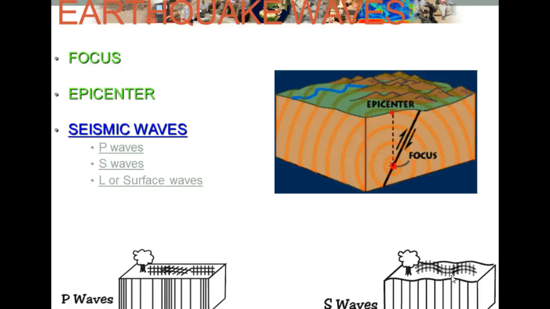And then the last type of waves is the L wave or surface wave. Get that in your notes. These actually create the most damage of all three because they move in circles on the surface. Get that in your notes, and we'll talk about that here in a little bit in more detail.